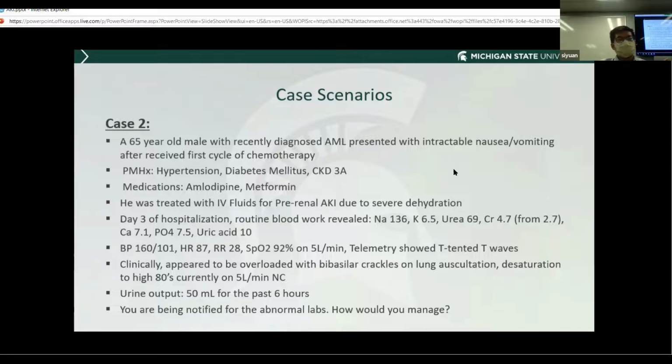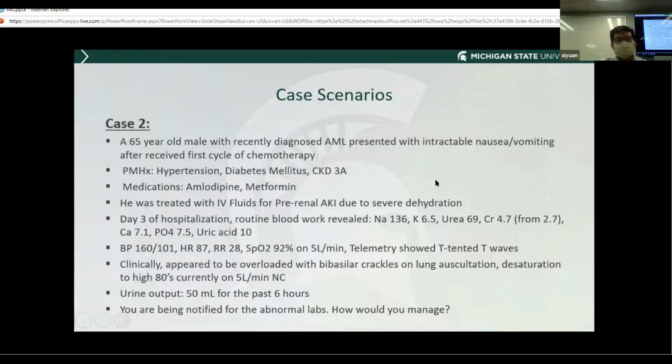Oliguria. It's not oliguric AKI. So there is AKI too, right? And what do you think might be the cause of the acute change in hyperkalemia and the rise in uric acid, phosphate, and yeah, you're absolutely right. So in the context of AML, you suspect tumor lysis syndrome.